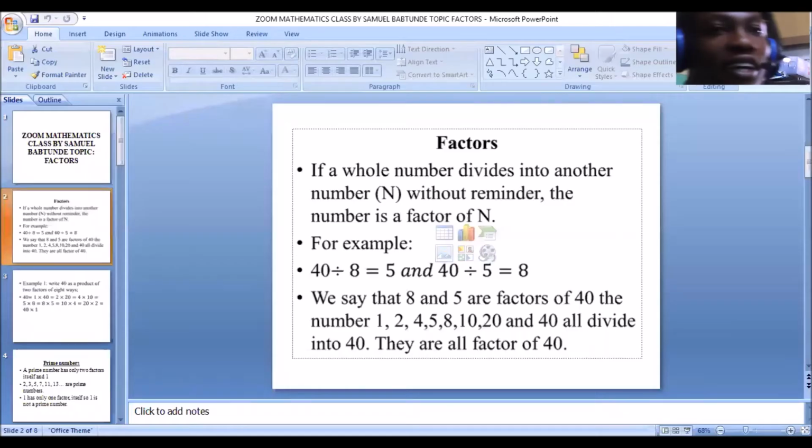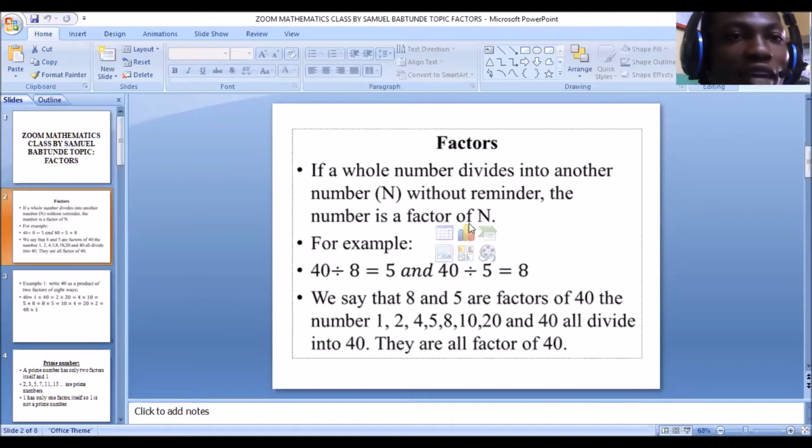So I say, if a whole number divides into another number n, like you can see now on my screen, if a whole number divides into another number n without remainder, the number is a factor of n. Now, what do I mean by this statement?